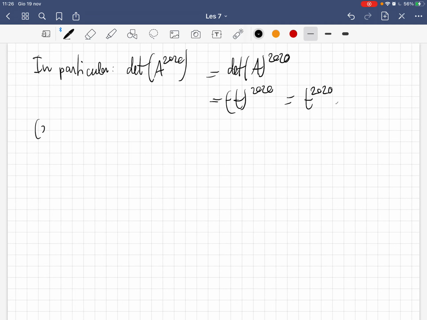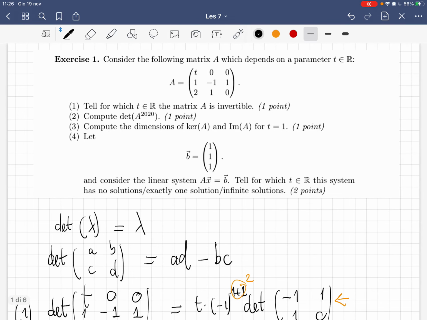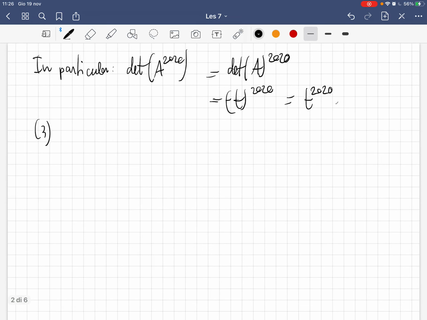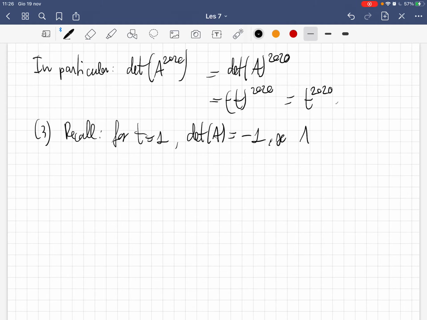So, the third one, don't be fooled by this. It asks to compute the dimension of the kernel and the image if t is equal to 1. Of course, you could, in principle, take t equal to 1 and solve some linear systems and so on, but here I'm asking just for dimensions. So recall, just be smart here. For t equal to 1, since the determinant is minus t, the determinant of A is equal to minus 1. So A is invertible. This we know from the theory.